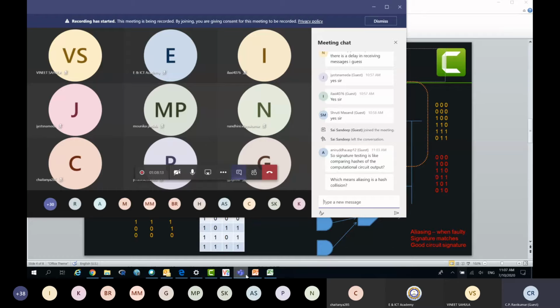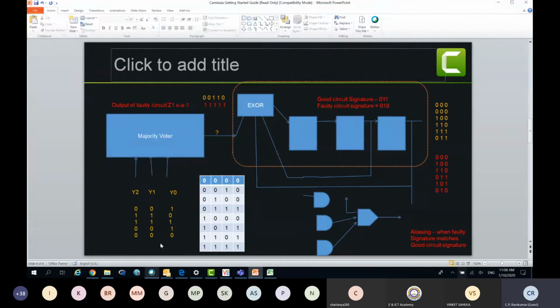So signature testing is like comparison. You are right. I think Aniruddha is asking whether you can compare it to hashing. In a way, you're right. It's like hashing, whenever you are trying to compress data. See here, if there are 100 inputs, y0, y1, y2, suppose I allow it for 100 clock cycles, there are 100 bits coming out of the majority voter. But I am compressing them into 3 bits of signature.